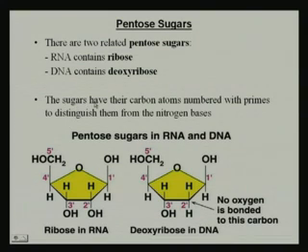The sugars have their carbon atoms numbered with a prime to distinguish them from the nitrogenous bases, and to this particular carbon atom number 1', the nitrogenous bases are attached. And this is the major difference between the 5-carbon ribose sugar and deoxyribose sugar of RNA and DNA.